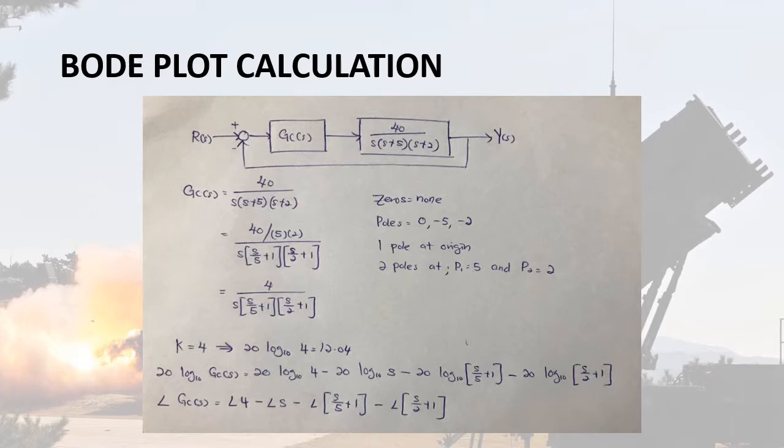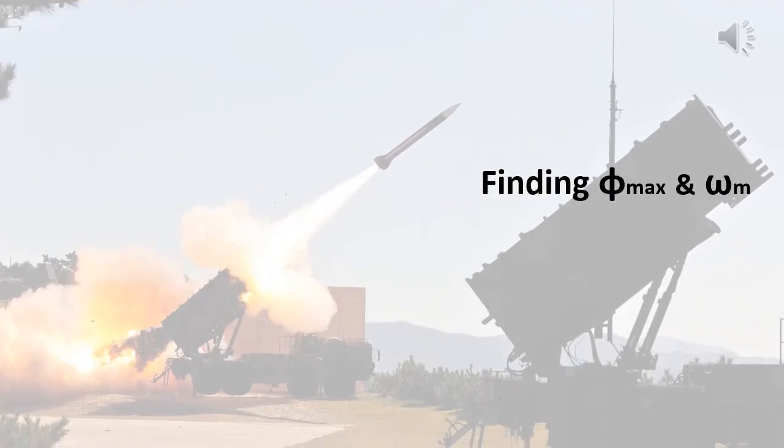The gain for this transfer function is 20 log10 |G(s)| equals 20 log10 4 minus 20 log10 s minus 20 log10 (s over 5 plus 1) minus 20 log10 (s over 2 plus 1). The phase for this transfer function is angle of G(s) equals angle of 4 minus angle of s minus angle of (s over 5 plus 1) minus angle of (s over 2 plus 1).